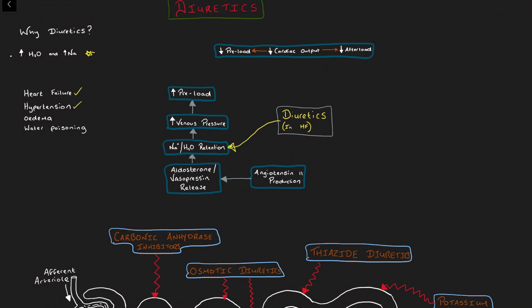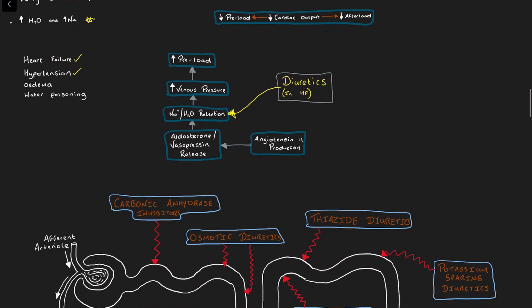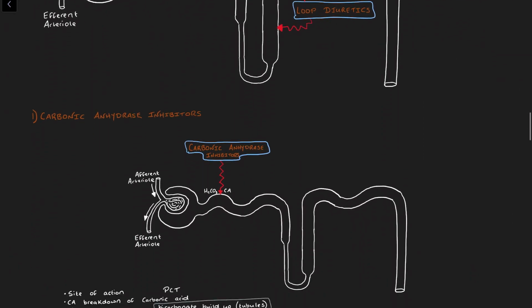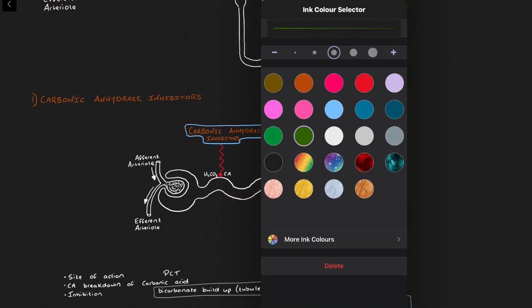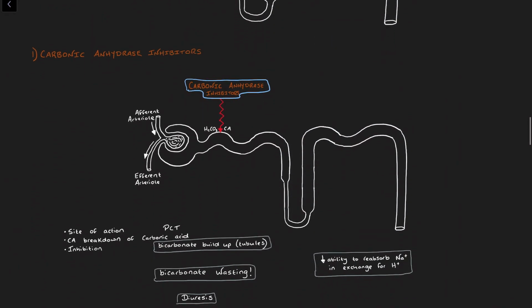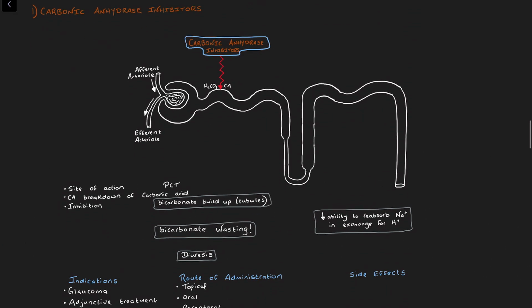We'll begin with carbonic anhydrase inhibitors. This classification of diuretics suppresses the activity of the carbonic anhydrase enzyme in the proximal convoluted tubule. An example of this classification is acetazolamide.